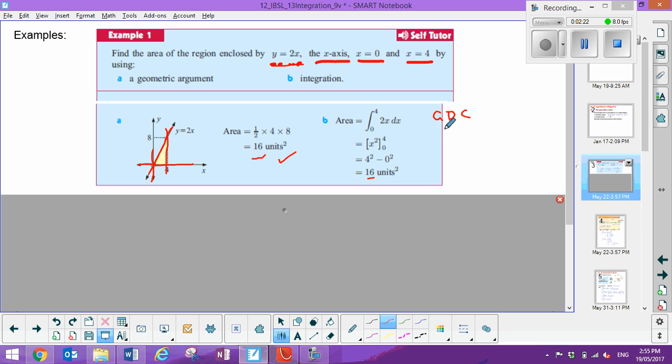And you should be able to do it without a calculator by just doing your integration and then substituting in the boundaries of 4 and 0. So that should be with and without a calculator, plus minus, if that makes sense.